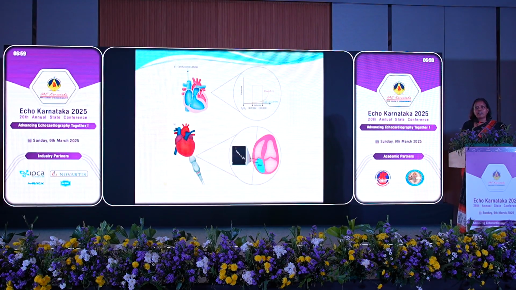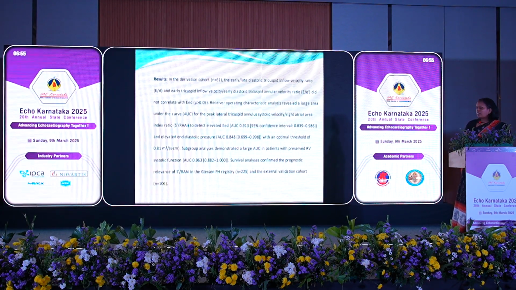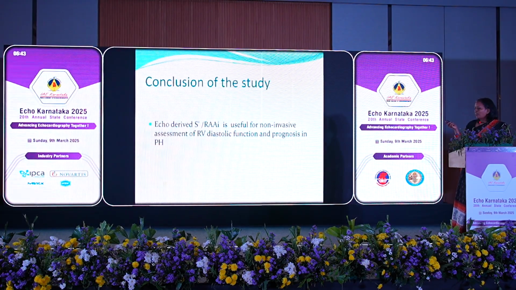This correlated with prognosis, rather than E by E prime or other annular velocities, none of which correlated with prognosis. We all know RV diastolic dysfunction exists, but does it correlate with prognosis? Does it help us clinically? This study has given us one ray of hope. Maybe the echo-derived S prime to RA area index may correlate with RV diastolic dysfunction, which in turn correlates with the prognosis of patients with pulmonary hypertension.